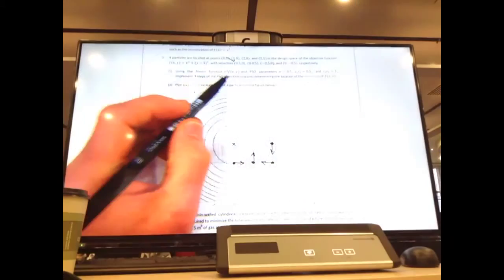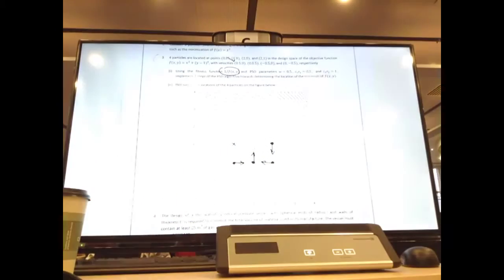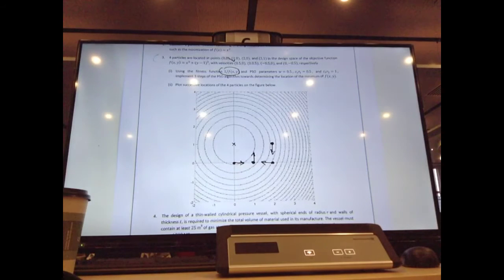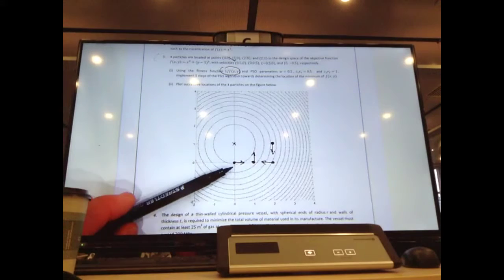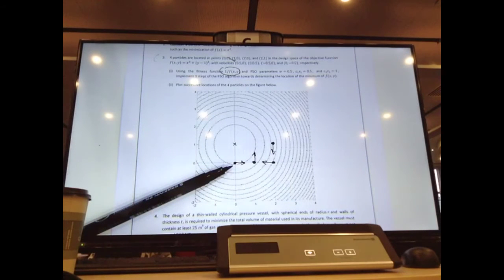So you're given a fitness function, so why might it be a reciprocal of the objective? Because we're trying to minimize the function, so the fitness of any of these particles has to reflect the fact that the particle defines a point in the design space, and particles where f of x, y is less must be fitter, must have a higher fitness, because they meet the objective more closely, so hence the reciprocal.